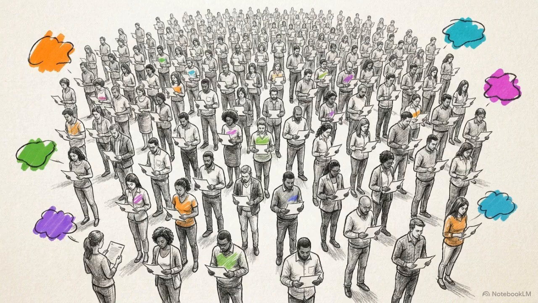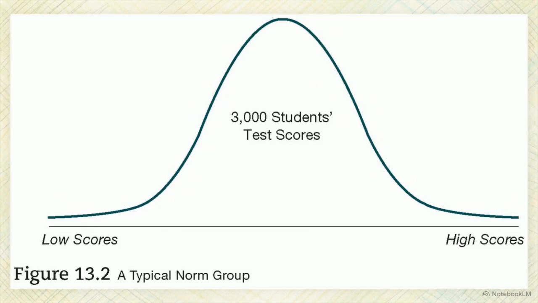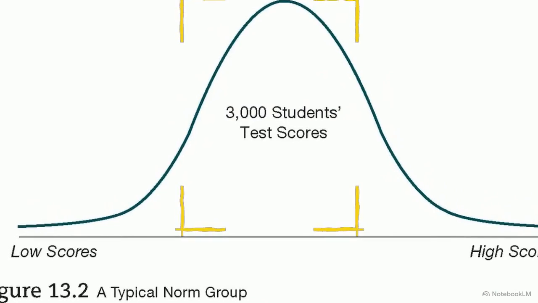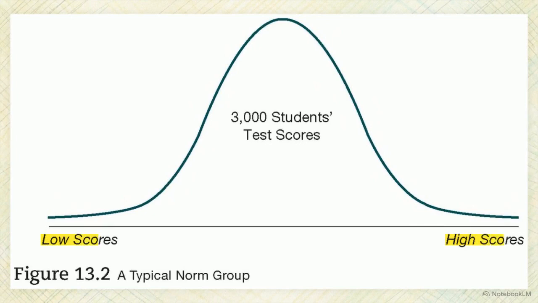A percentile functions entirely by comparing a student's raw score to the scores of a previously tested cohort, known as a norm group. This graph illustrates a typical norm group of 3,000 students, forming a bell curve. The vast majority cluster right in the middle. This clustering effect leaves only a tiny fraction landing at the extreme ends, earning very high or very low scores.